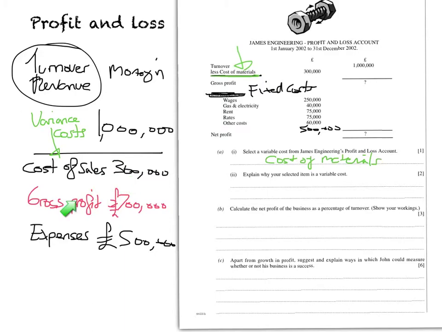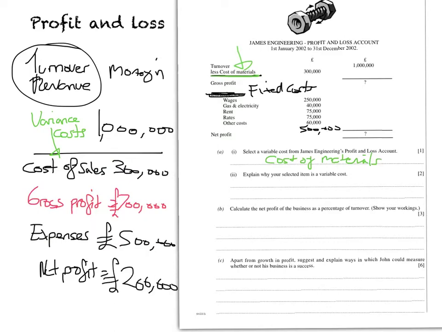Then that meant they ended up with a gross profit of 700,000. Then they take away their expenses, which were 500,000. Remember, expenses are all fixed costs. So finally, what is going to be their net profit? Their net profit will be only 200 grand.